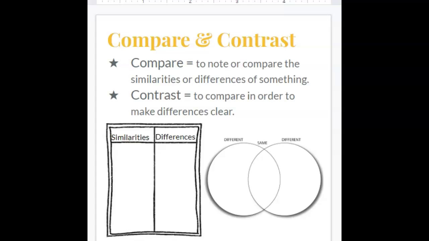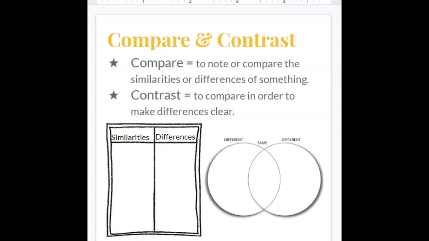Other words that I like to use for compare and contrast, or that you might see, are same and different, or similarities and differences. Okay, they're very similar to compare and contrast. So if you're going to compare something, you're going to note the similarities or differences of something. Whether it's a person, place, a thing, an item, event, whatever you're comparing, you normally have two things that you're comparing, and you're going to note the similarities, things that are the same, and you're going to notice things that are different between them.